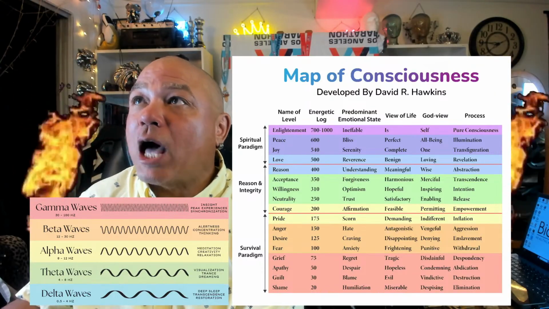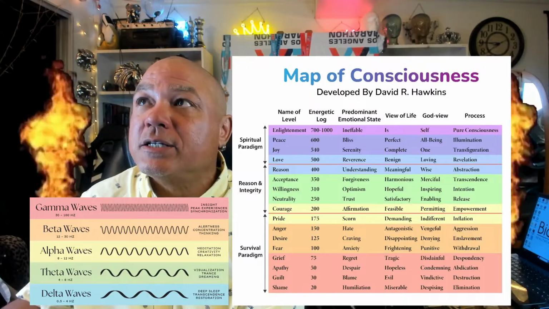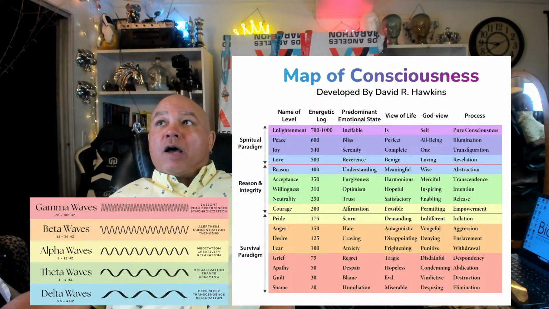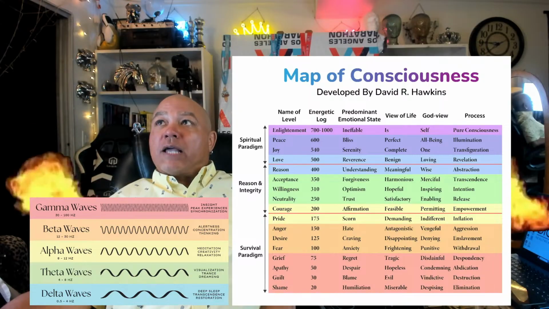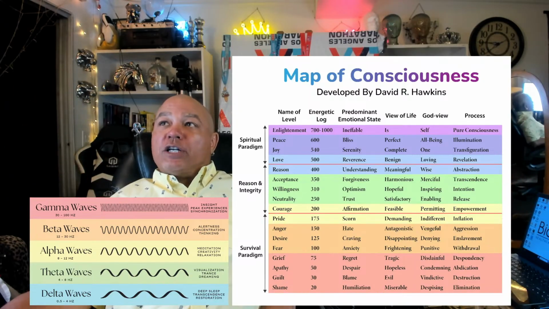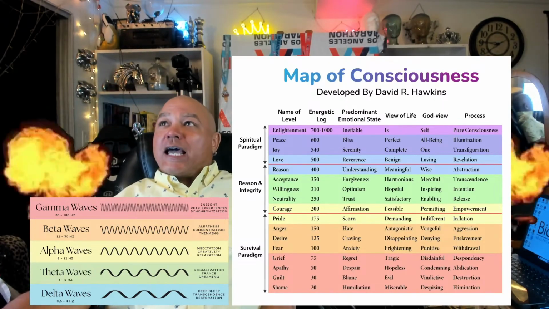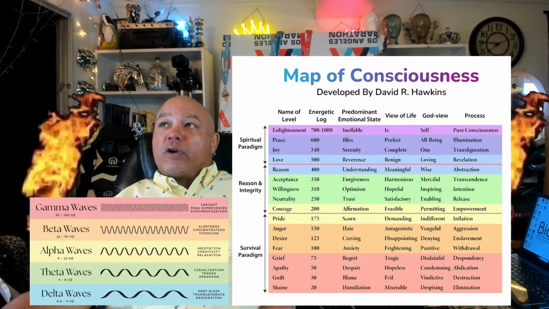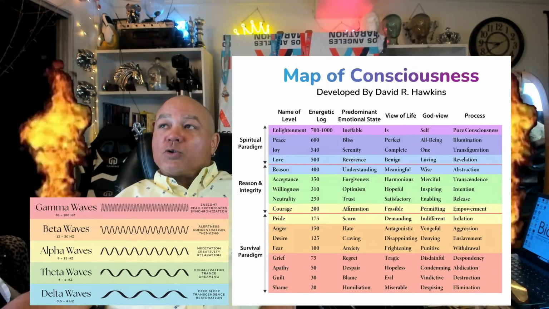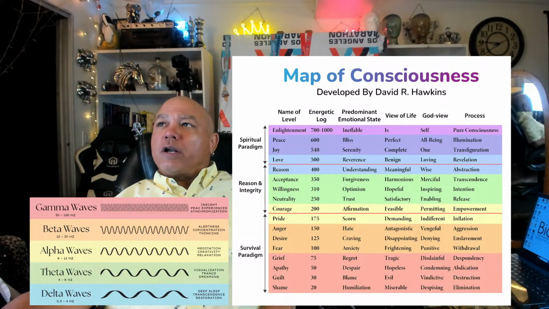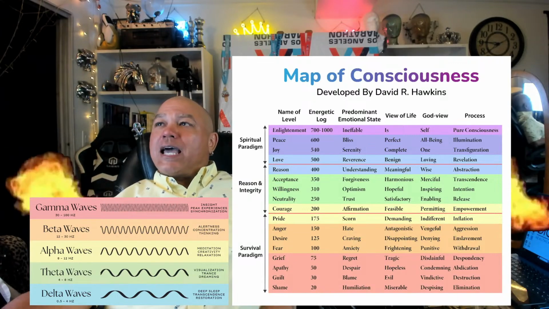Now, above that, now we're reaching into reason and integrity. We're getting into the positive, more proactive energetic logs. So, courage. Dun, dun, dun, dun, the hero, right? Courage has an energetic log of 200. The predominant emotional state is affirmation. Yeah, I can do it. You can do it. We can all do it. Their view of life is feasible.